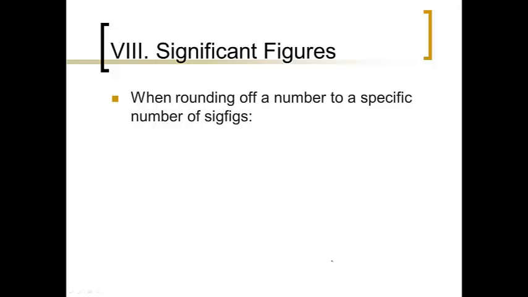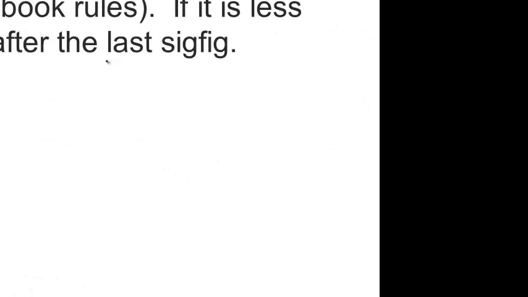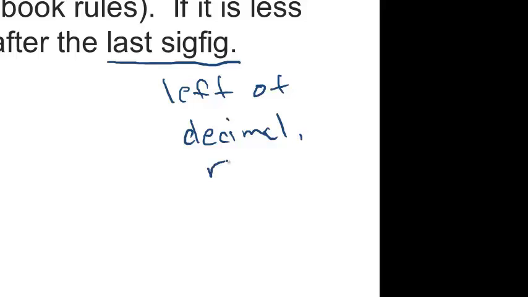Okay, now, you do a calculation and your answer comes out to be a really, really long number. Okay, and you need to round off your answer to a specific number of sig figs. So let's say you came out with a really big number and someone said, well, you have to round it off to 4 sig figs. Okay, find the last sig fig in your number and look at the number after it. If it's 5 or greater, round up the last sig fig, and basically we're not going to use the rules in the book that talk about if it's 5 or greater. It depends on what the number is in front. If it's 5 or greater, round it up. If it's less than 5, drop all the digits after the last sig fig. Okay. Now, if you're dropping numbers to the left of the decimal, you have to replace them with zeros.